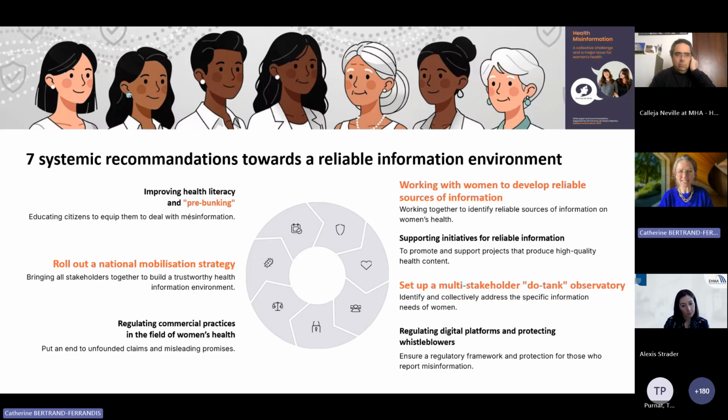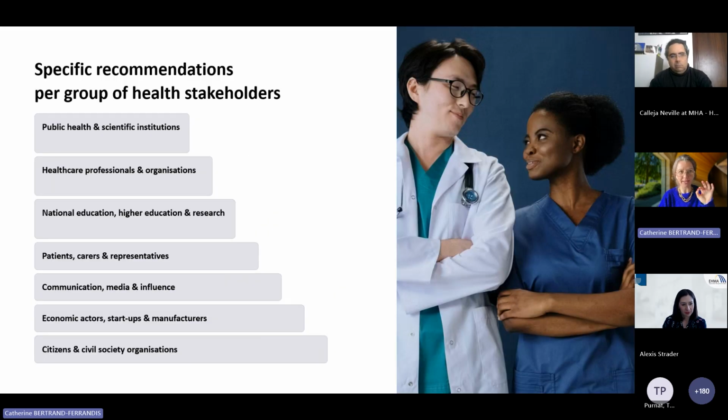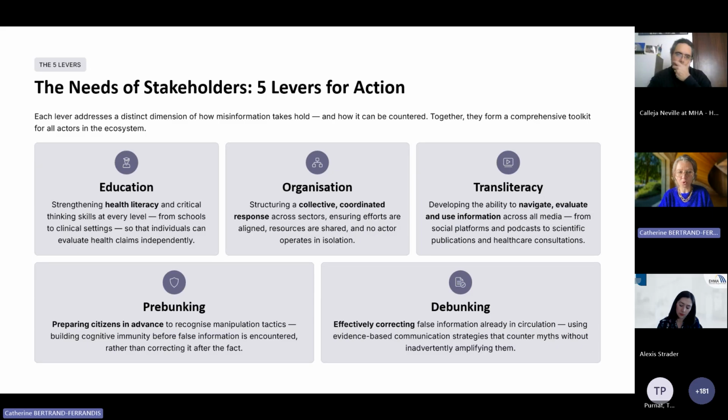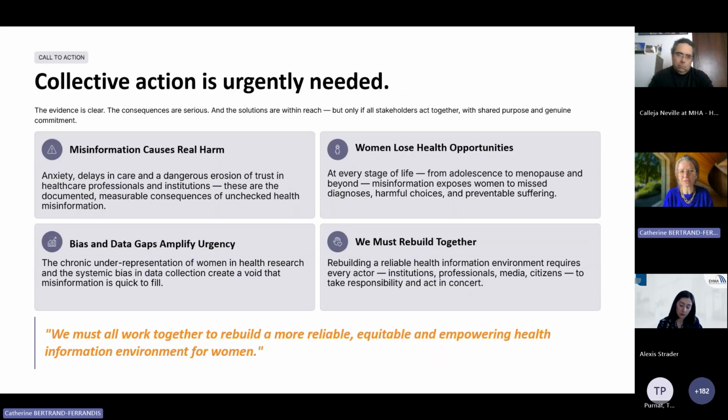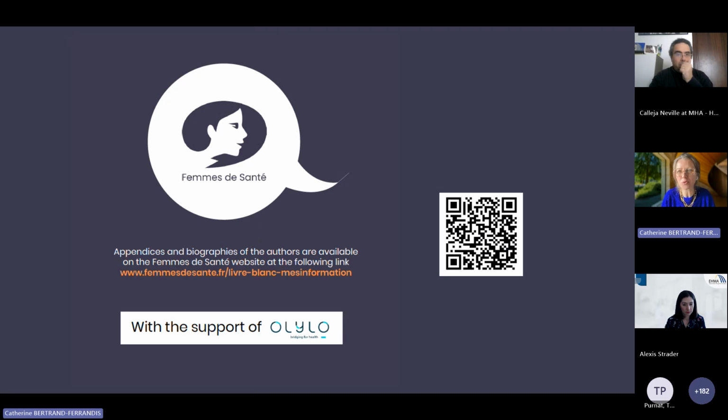And the last thing I will say, Alexis, is that these recommendations are not only at the systemic level, they are also split up by group of health stakeholders, because our point is that we can't only ask the state or the government to change things. Each of us, at our own level, with what we can influence in what we are doing or in our life, needs to act to fight against misinformation. So we call for urgently needed collective action, working all together to build a more reliable, equitable and empowering health information environment for women. You can find the white paper on this link and this QR code. Sorry for using my last position in the game to go a little bit over time.